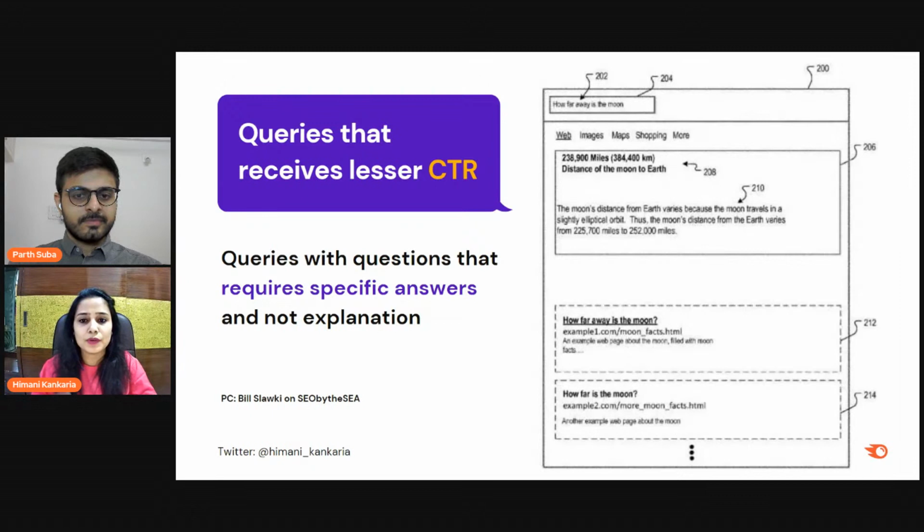For example, if I ask how far away is the moon, it will only give you the exact answer. Nobody has to scroll down the page, and they don't need to click on any of the search results. So definitely at that point the CTR gets affected. If I search what is the weather outside, the weather websites are not going to get any clicks, because Google is going to pick the right answer and showcase it in the featured snippet. So yes, queries that receive lesser CTR are the queries that require specific answers.